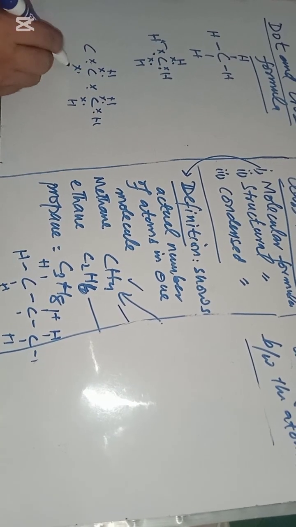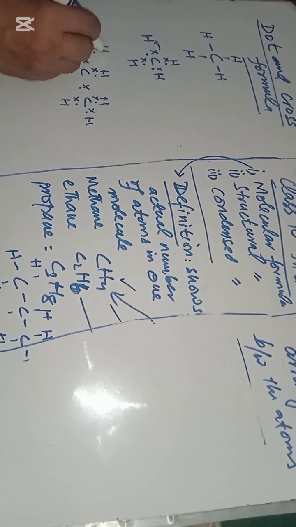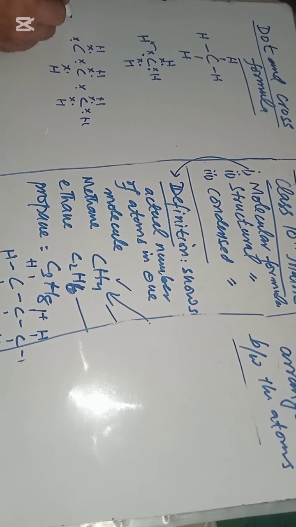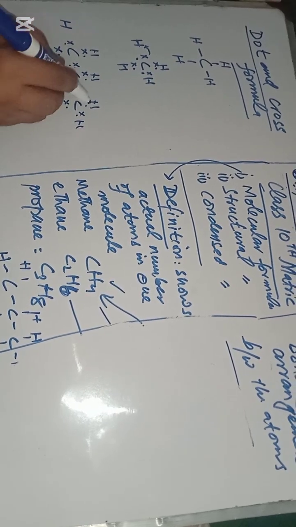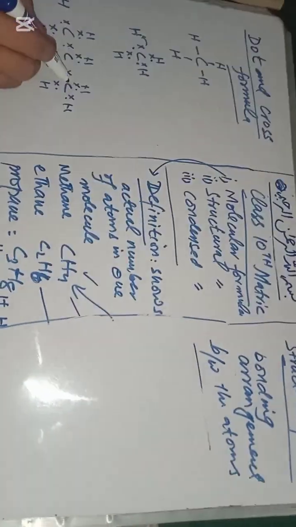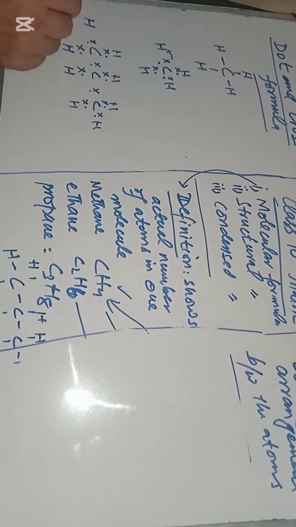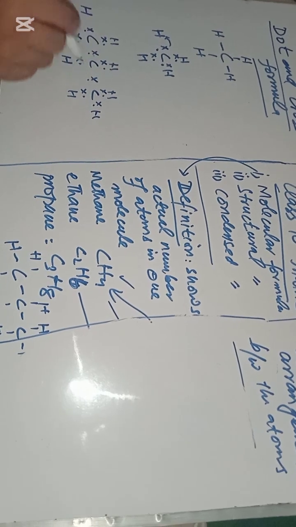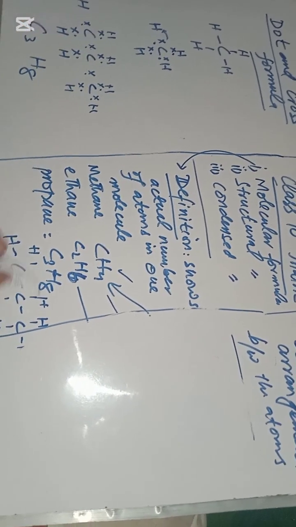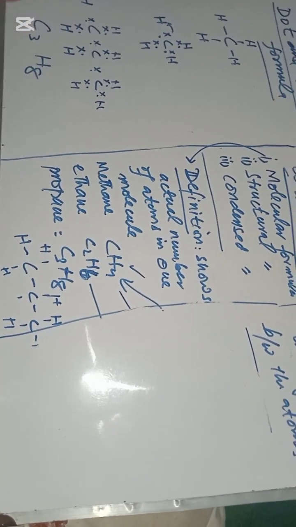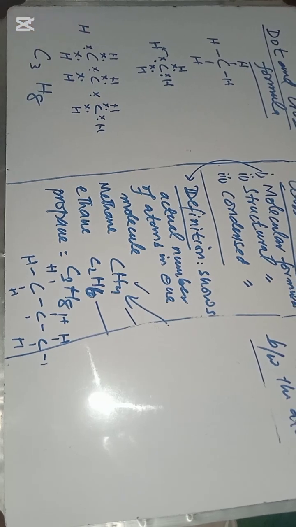So this is what we covered. Over here the three hydrogens will be covalently bonded with the carbon. So see, it gives C3H8. It's the same case over here, C3H8. So this is how the dot and cross can be shown. Clear?